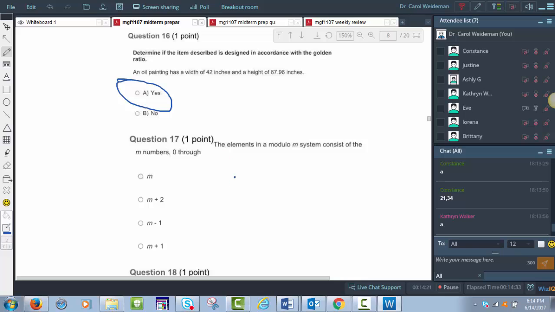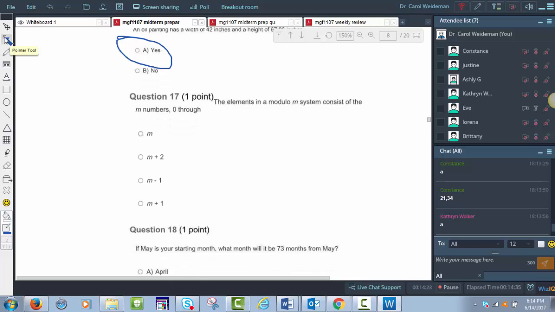And then this is the modular arithmetic definition question. The elements in a modulo M system consist of the numbers 0 through what?